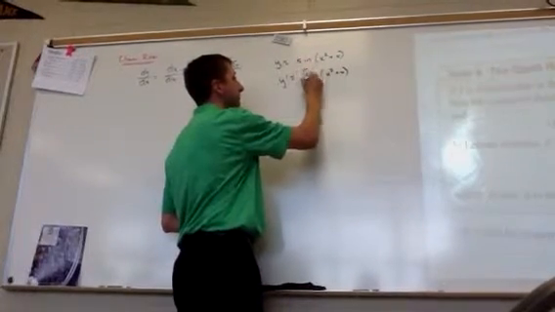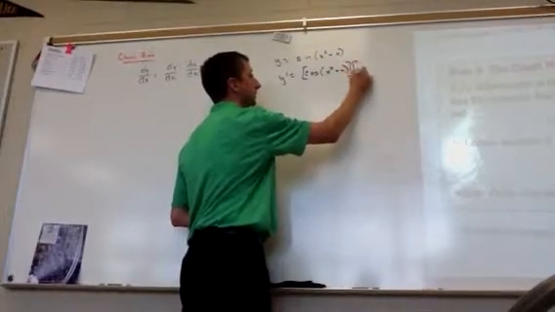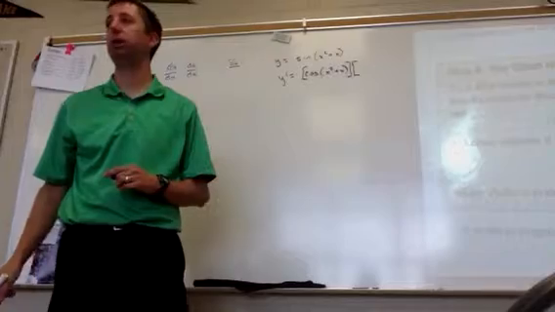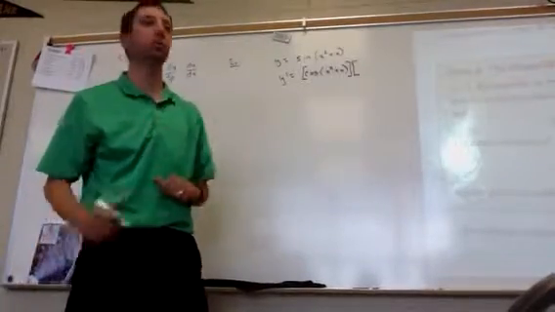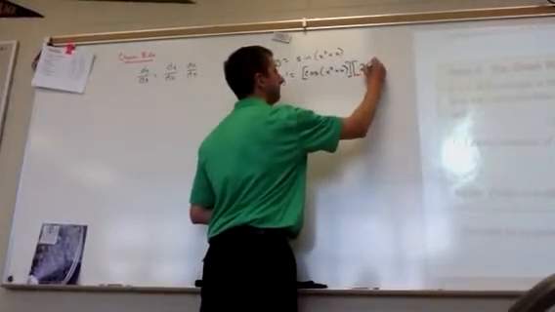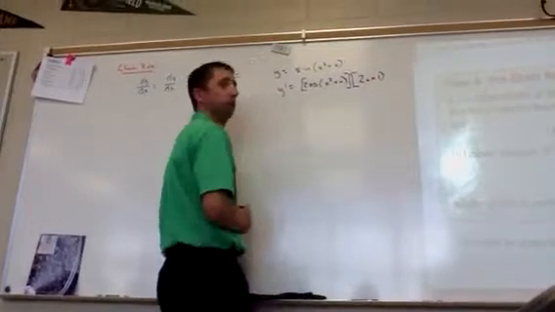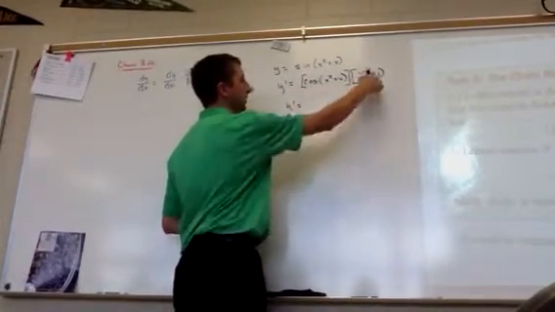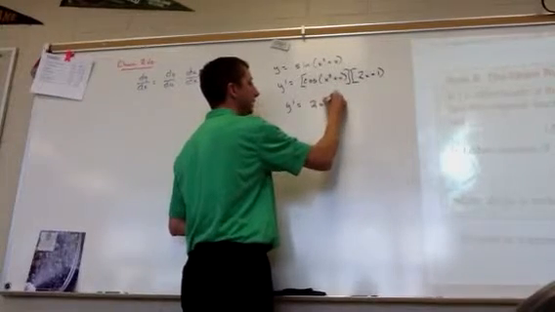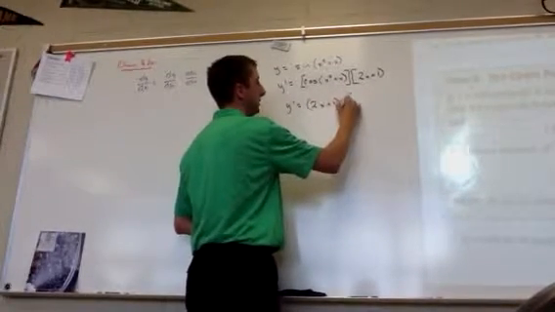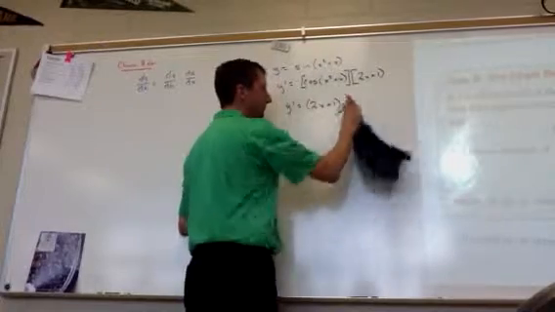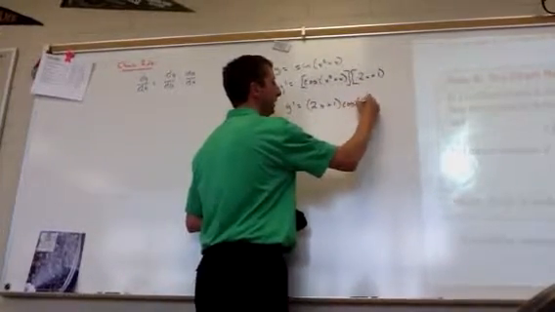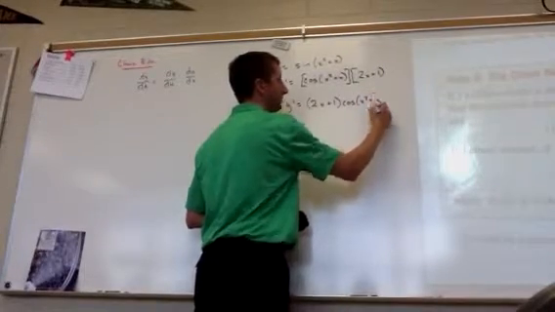times the derivative of the inside. What's the derivative of x squared plus x? 2x plus 1. So then this thing is y prime equals, I'm going to go 2x plus 1 times the cosine of x squared plus x.